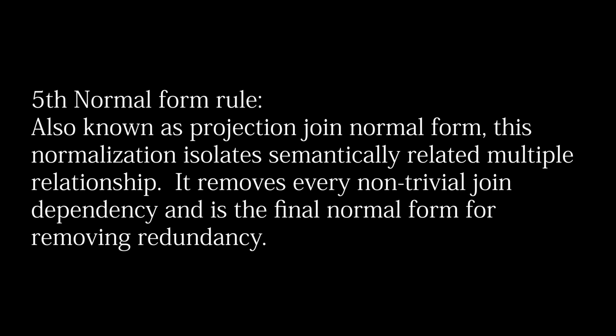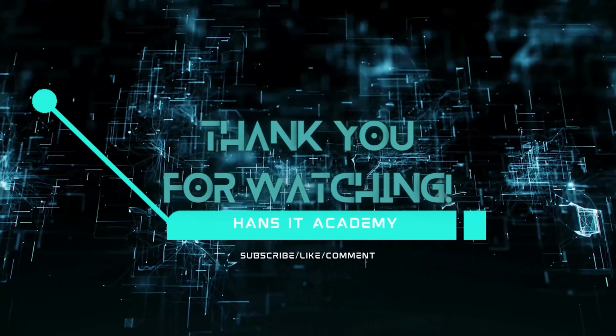And lastly, we have the fifth normal form, also known as the projection join normal form, and this is the final normal form for removing any redundancy in the database. This normalization isolates semantically related multiple relationships by removing every non-trivial join dependency.